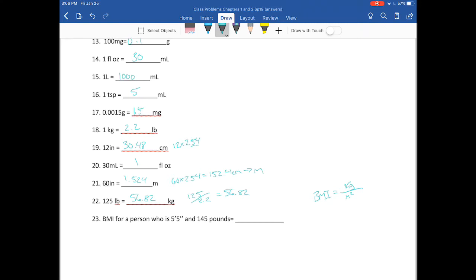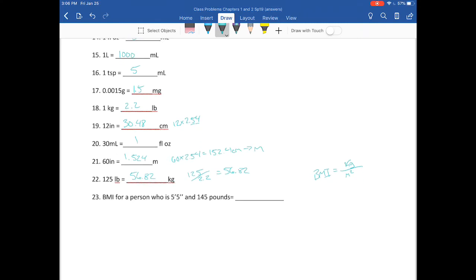So when we go down here, we have a BMI for a person who is 5 feet 5 inches and 145 pounds. So here we have feet and inches and pounds, and we got to convert that to kilograms and meters. So we're going to start with the height first. So we know 5 feet, we got to convert that into inches. 12 inches are in a foot, so that equals 60. And then we have 5 more inches shown there. So this person is 65 inches tall.